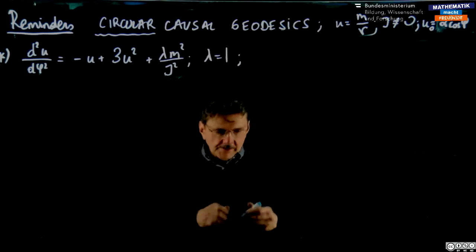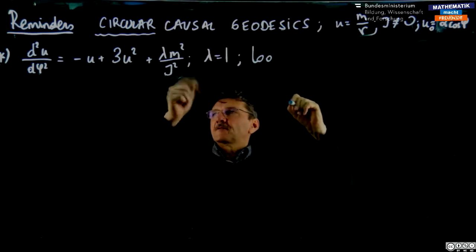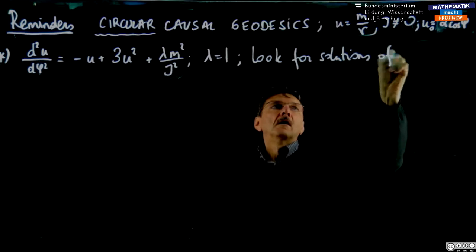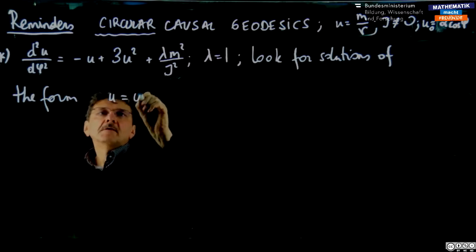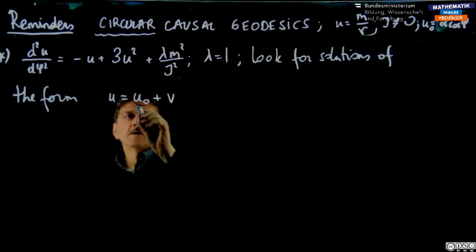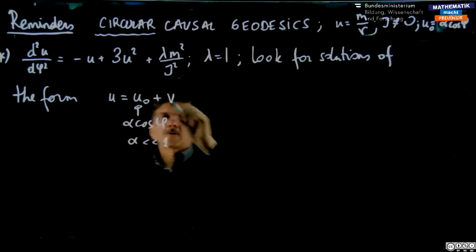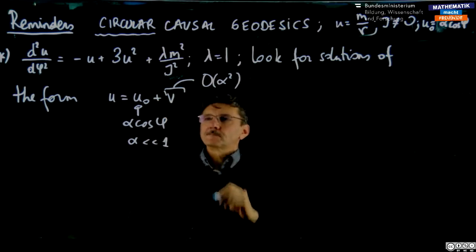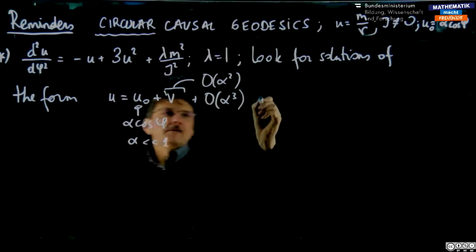So now we're looking for solutions of, well, this equation, lambda equals zero. So U is U naught plus V. U naught is alpha cos phi, and alpha is small. And we're going to assume that V is all order of alpha square, so plus order of alpha cube. And so we're going to call this part U1.